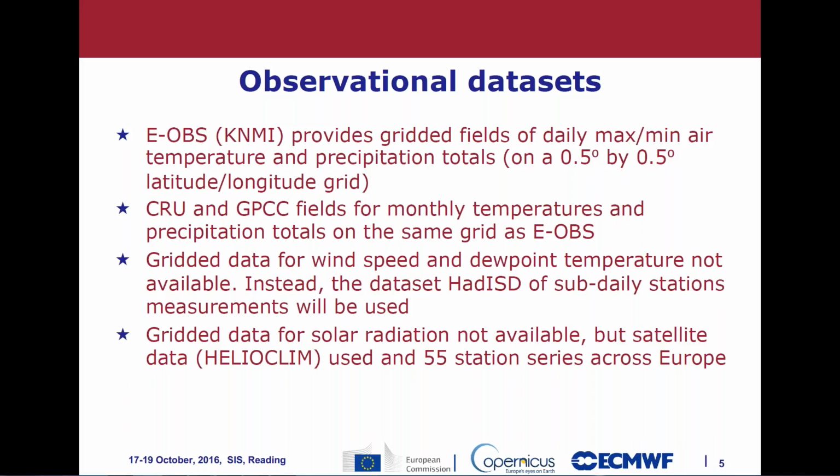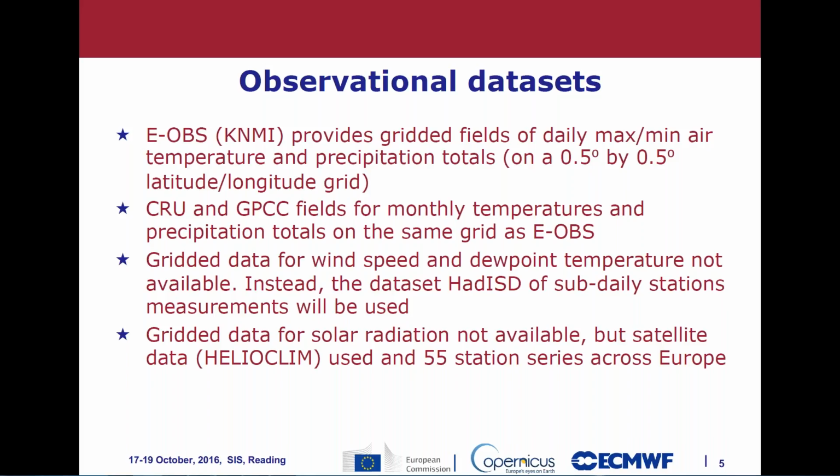There are data sets also on temperature and precipitation on a monthly basis from the Climatic Research Unit and also the Global Precipitation Climatology Centre, which is part of the German Weather Service. And they're on the same grid as E-OBS, but they're monthly. They have use in looking slightly further back in time and in areas of sparse observational coverage.